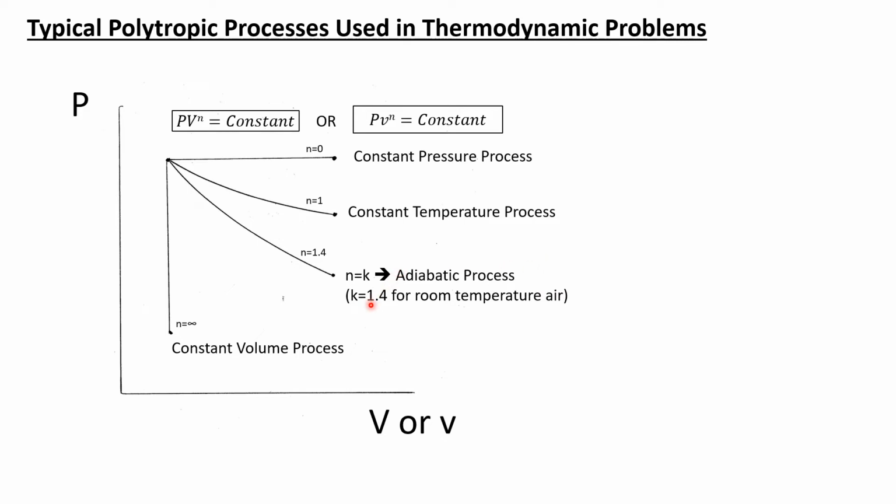Now, what is k? We haven't gotten to this yet in our studies. But k is simply the ratio of specific heats for a gas. It's the ratio of C sub P over C sub V. And for room temperature air, k is about 1.4. So if we had room temperature air involved in a process, and n is 1.4 and k was 1.4, then that would be an adiabatic process. And finally, when n is equal to infinity, we have a constant volume process.